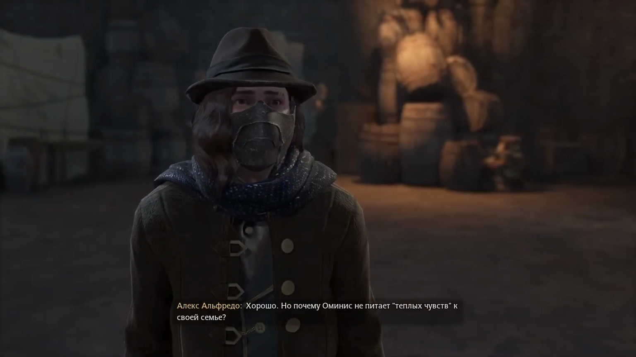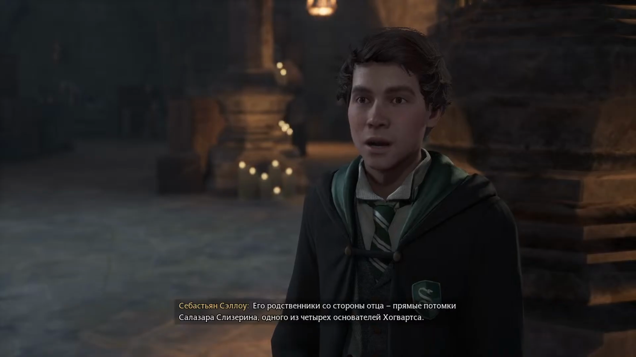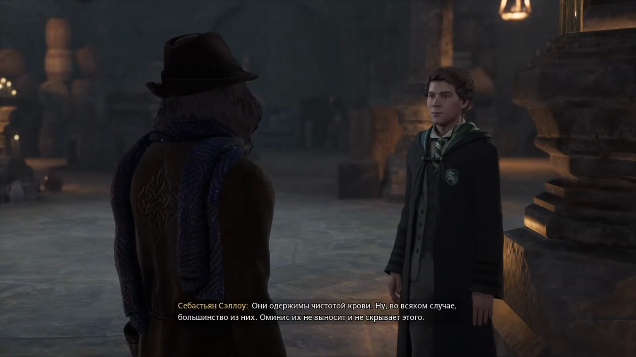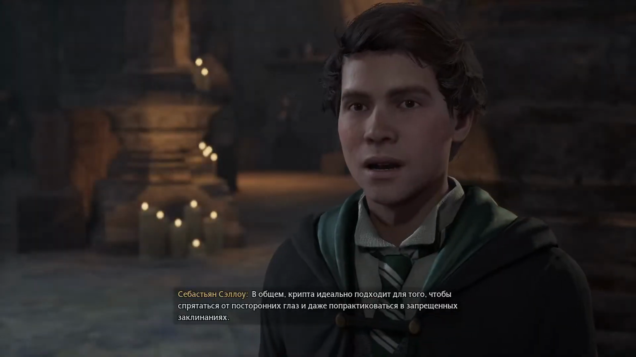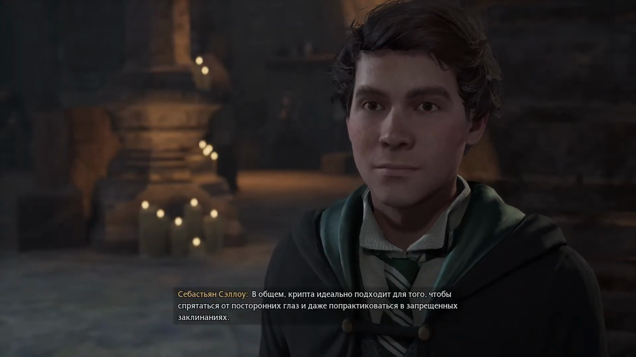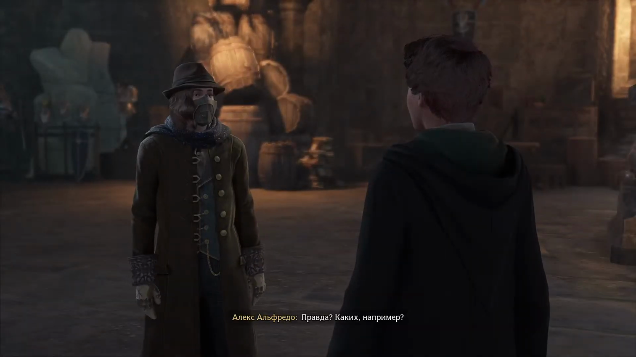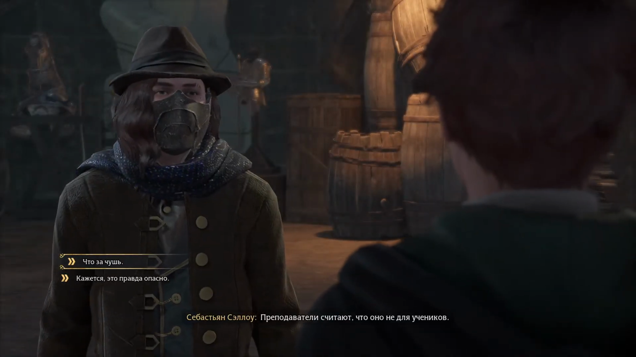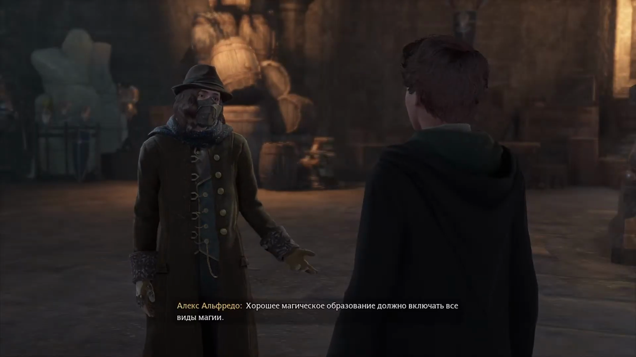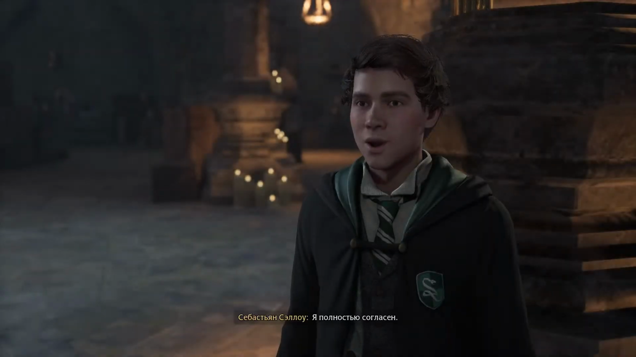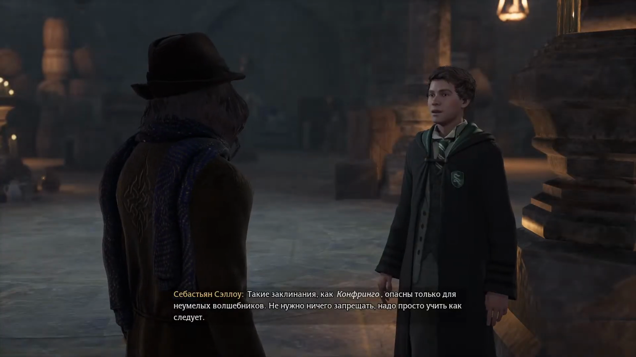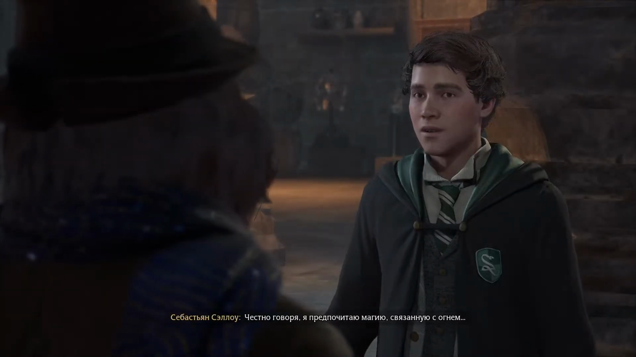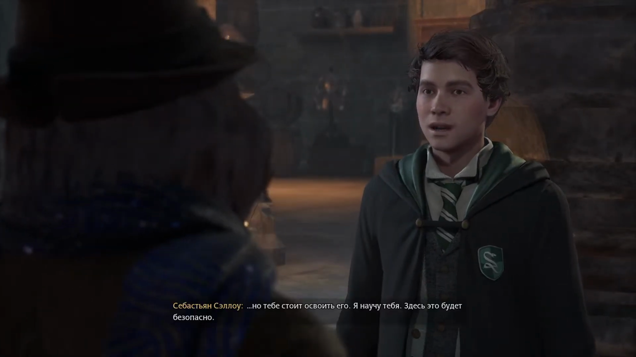Understood. His father's family are direct descendants of Salazar. Obsessed with blood status, most of them. Ominous could... Anyway, the Undercroft has been a perfect place to... Really? Like what? Professors say it's not... A proper magical education ought to... My thoughts exactly. A spell like Confringo is only truly dangerous in untrained hands. To be fair, I'm admittedly... But you should learn it.